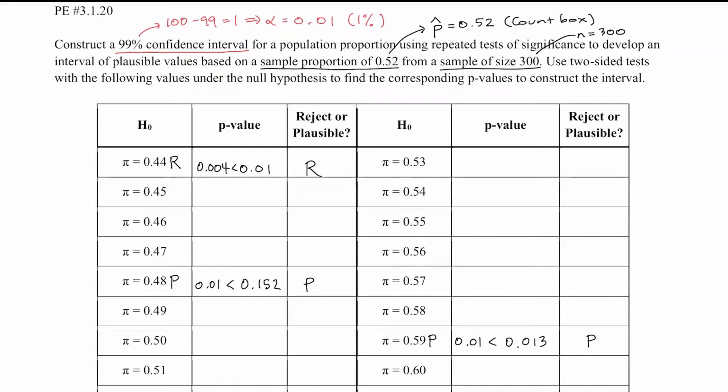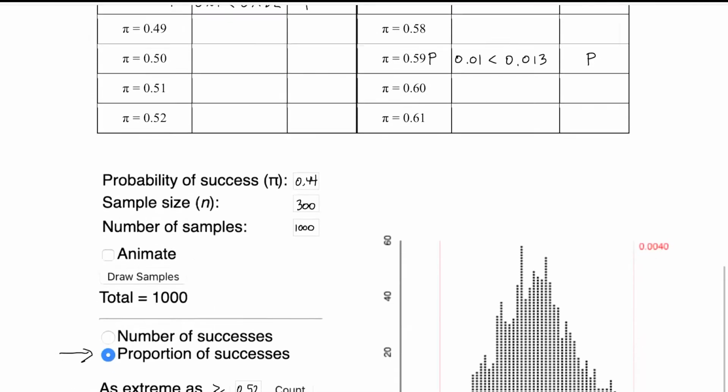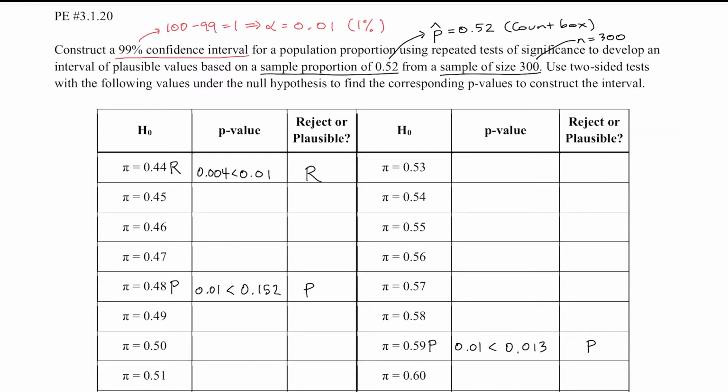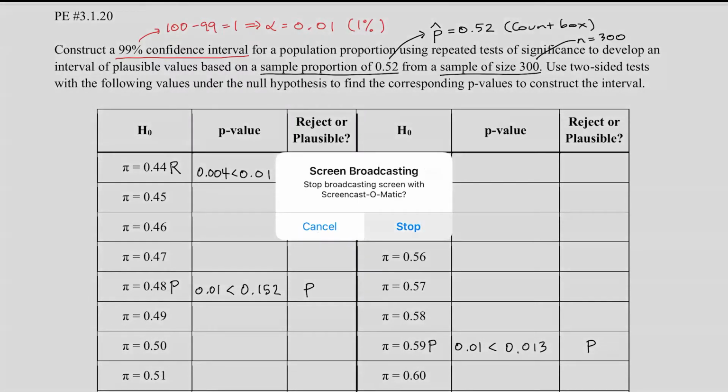So you should continue with the applet and do the rest of these. Again, each time you're just going to change the value in the top box of the applet to whatever's in the H0 column of this table. You're going to write down the two-sided p-value, compare that to 0.01, and then decide whether you reject or fail to reject that null hypothesis value, and based on that, you'll calculate the 99% confidence interval. So I'm going to stop the video here, and I will post in Blackboard the table all filled in with the result of the confidence interval.